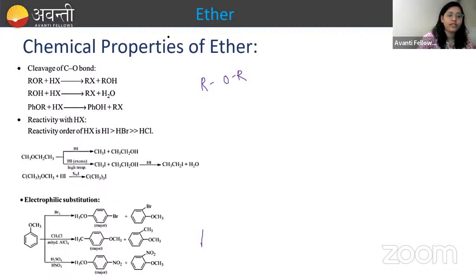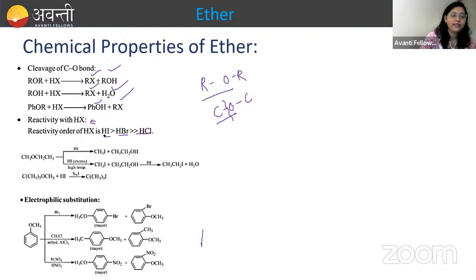So here for the ether molecule, there will be cleavage of this RO bond. It is what, the COC bond. There will be cleavage of the CO bond. Okay, so here you can see there is formation of RX and alcohol. Here there is formation of alkyl halide and water. Here there is formation of phenol and halide. So the reactivity of HX here is HI, HBr and HCl.